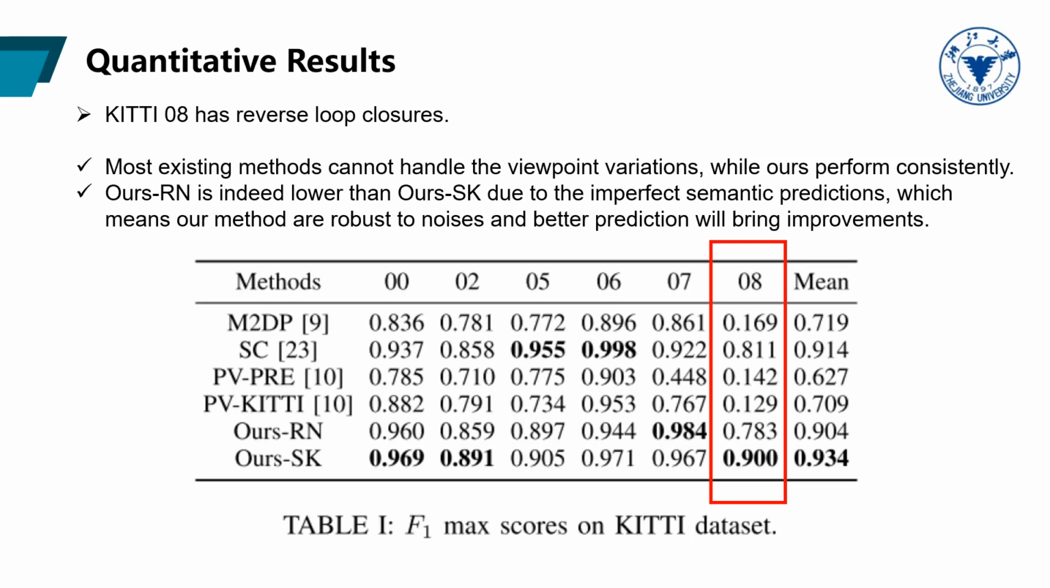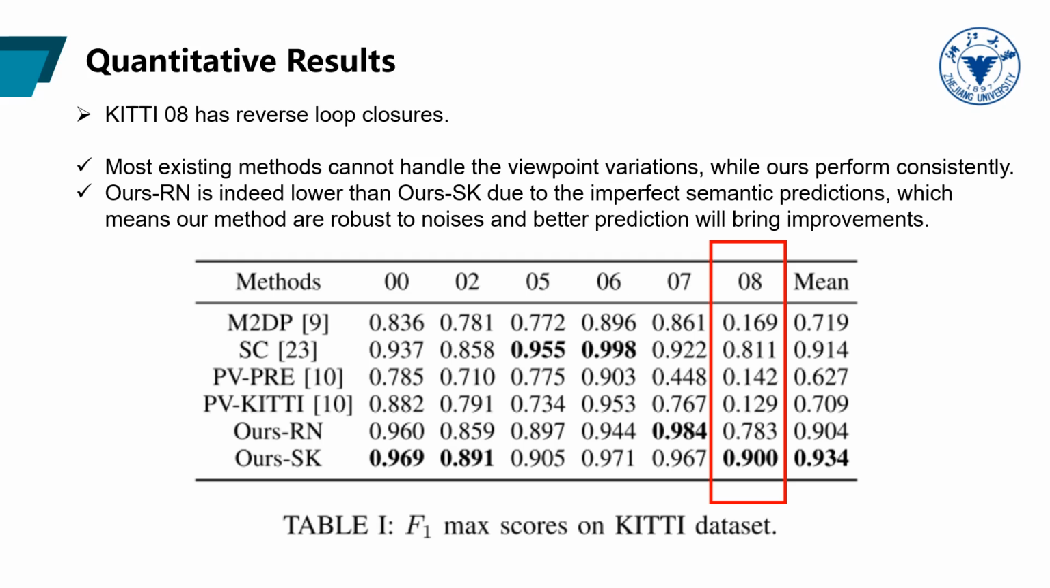We use both RangeNet++ predictions named Ours Rn and the SemanticKITTI labels named Ours SK as front end, comparing with M2DP, Scan Context named SC, and PointNetVLAD. Specifically, for PointNetVLAD, we use both its pre-trained model PVPre and the retrained model on KITTI, PVKitti, for a fair comparison. Our performance is competitive, especially for the challenging sequence 8 with reverse loops. Most of the existing methods cannot handle the viewpoint variations, where our approach performs consistently.